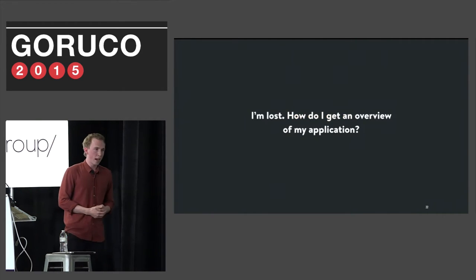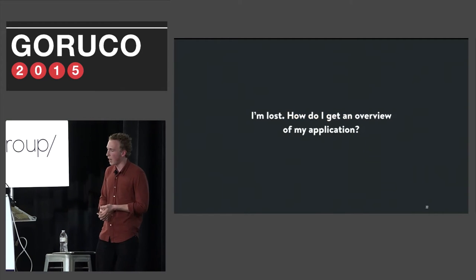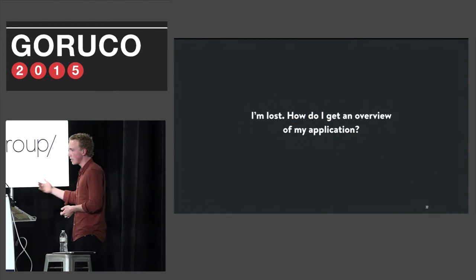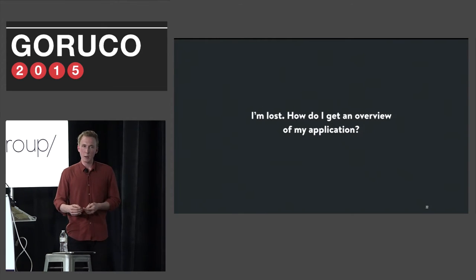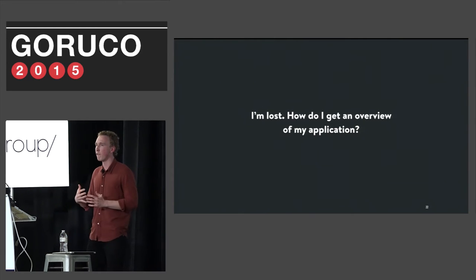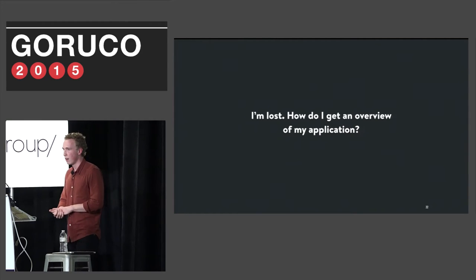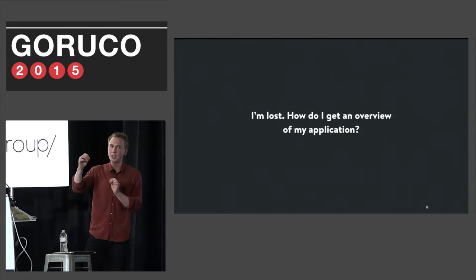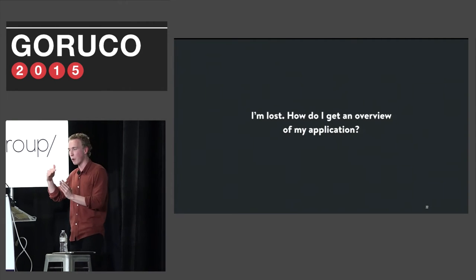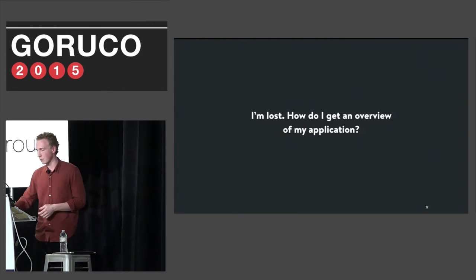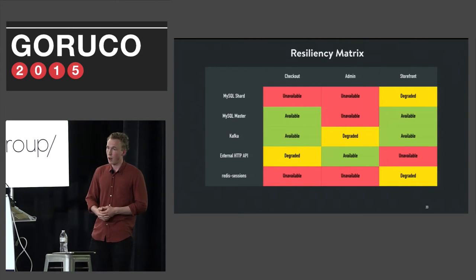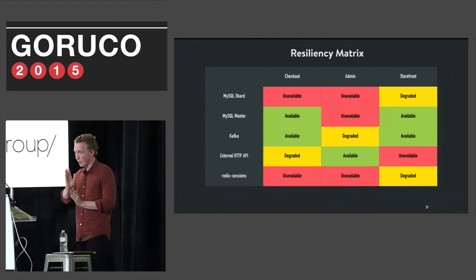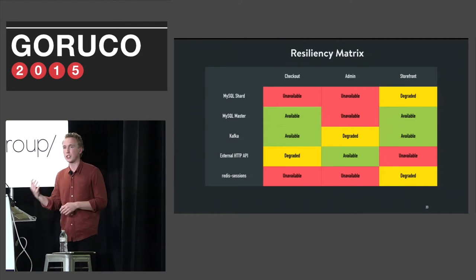But now that we've talked about both fallbacks, the plan B of all of these different functionalities, and we've talked about tests, it can be really, really hard to get an overview of whether you're resilient as a whole. There are many, many different dependencies between your different sections of your application and all your components, so how do we get an overview? So what we did was we came up with a resiliency matrix. On the right, we have the different sections of our application.